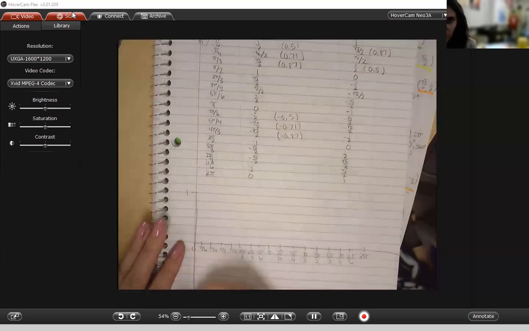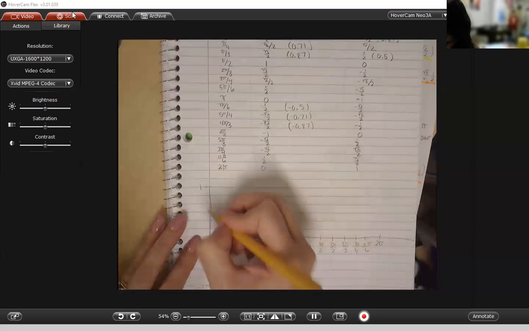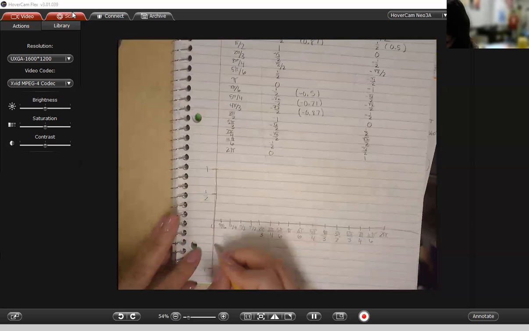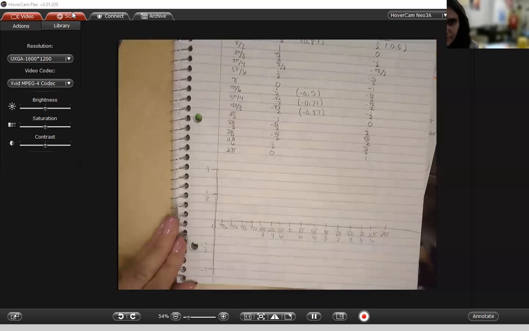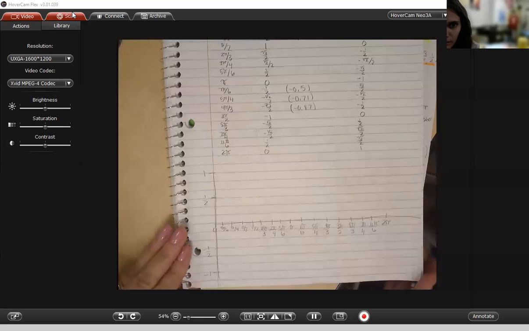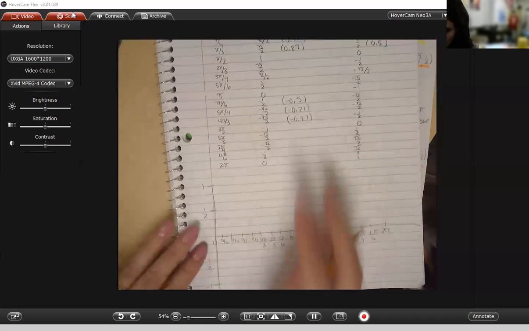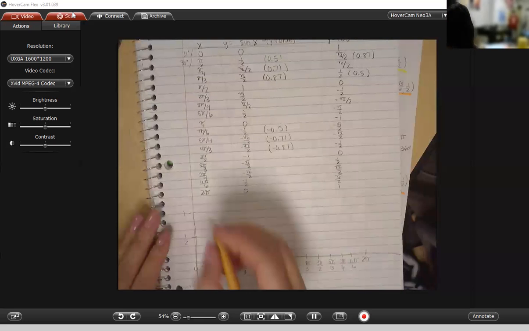Let's call that negative 1. The halfway point, we'll call that 1/2. Halfway point, we'll call that negative 1/2. And then what else? We had 0.71 and 0.87, which in exact form are rad 2 over 2 and rad 3 over 2.